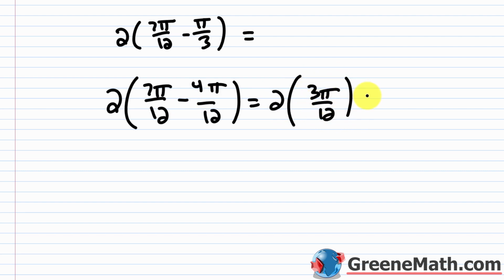And 3 pi over 12 is pi over 4. So this becomes 2 times pi over 4. So notice that the first thing I did was subtract away pi over 3. Now, the next thing I'm going to do is multiply by 2. So this becomes 2 times pi over 4, which is pi over 2. So notice that I plugged in 7 pi over 12, and I got pi over 2.